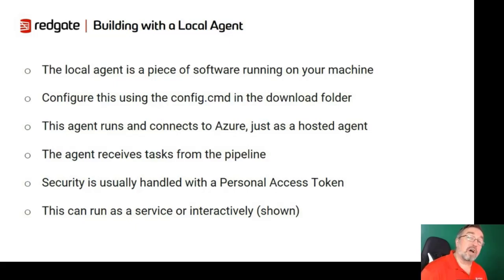Security is done through a personal access token, which you will have to generate your own PAT. And once you've got that, then you can define the security so that this thing will only connect up to your Azure stuff, and your Azure stuff will only be communicating to this, and it makes that connection very secure.